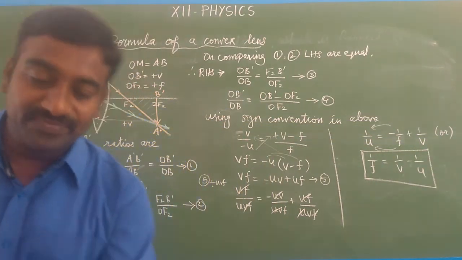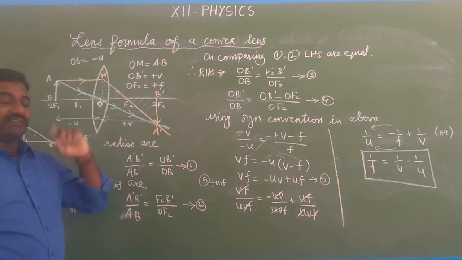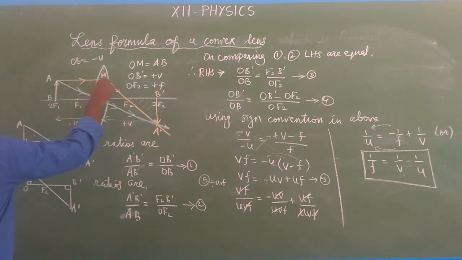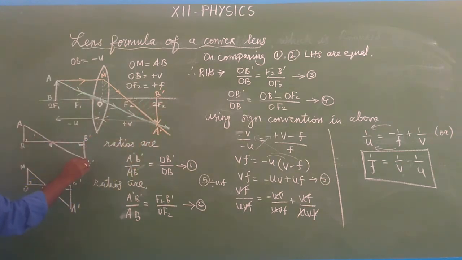Once again I will explain. For a different position of the object, we will get the image at a different position, but we will consider a simple case. For a given convex lens, the object is placed at 2f. When an object is placed at 2f, the image is also formed at 2f. This is the ray diagram. From the ray diagram, we consider two congruent triangles, OBA and OB'A'. They are similar, so the ratios are equal, and by equating the ratios we get one equation.